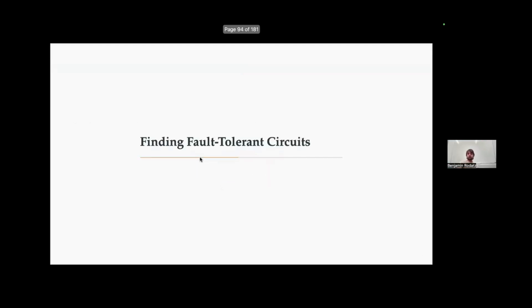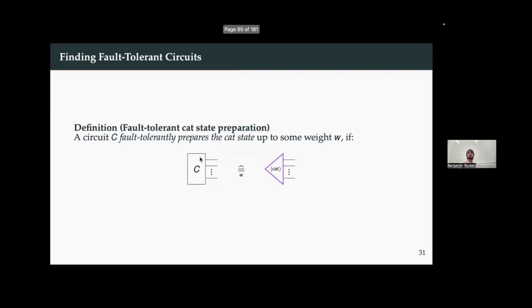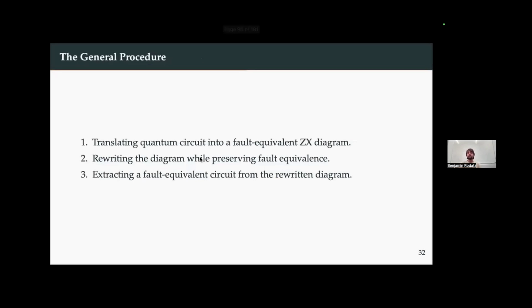Okay, so we now have our noise model on ZX diagrams. The question was, how do we fault-tolerantly prepare a certain gate that we want to implement? The way we did it earlier with the vanilla ZX calculus was we took the description of what we want to have, translated it into a ZX diagram, manipulated that ZX diagram until we had something that looked like a quantum circuit, and then we extracted our circuit from there. And we'll have a very similar procedure. But now we have to make sure that we always preserve fault equivalence along the way.